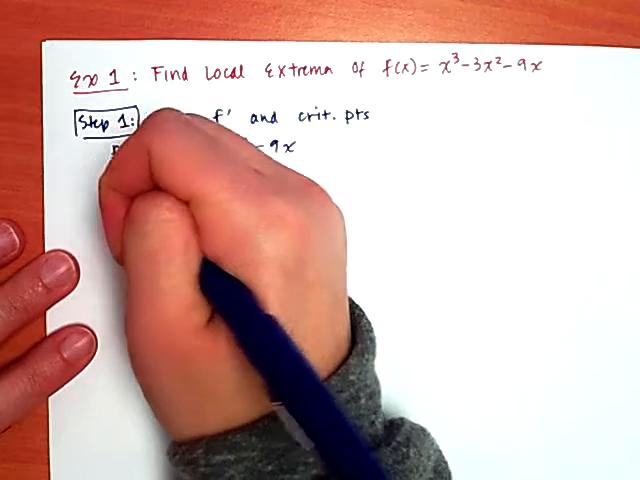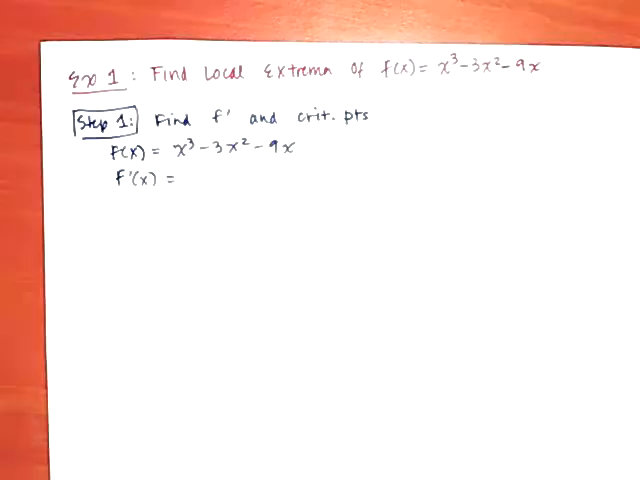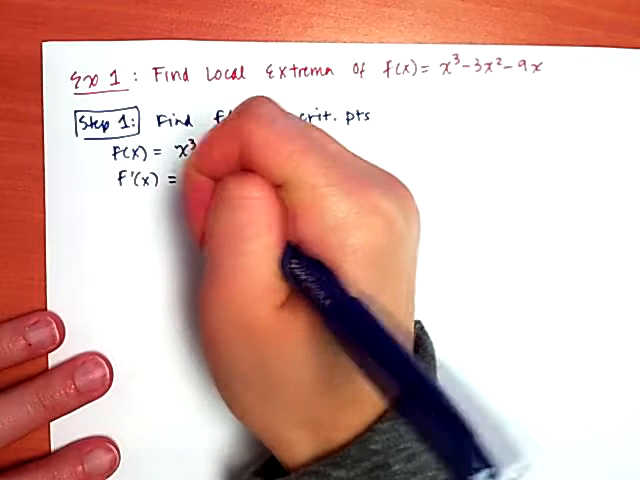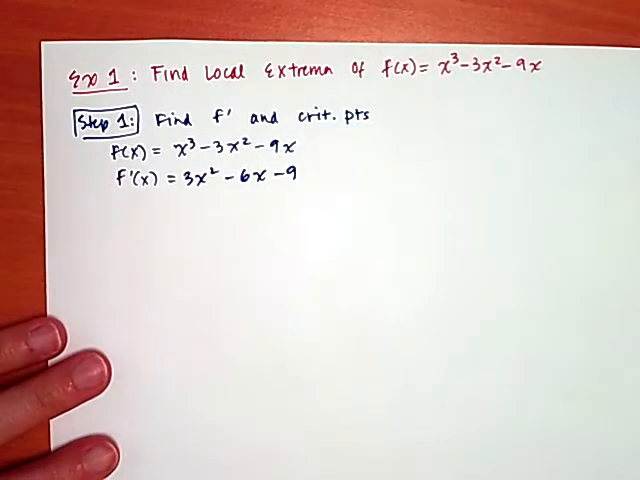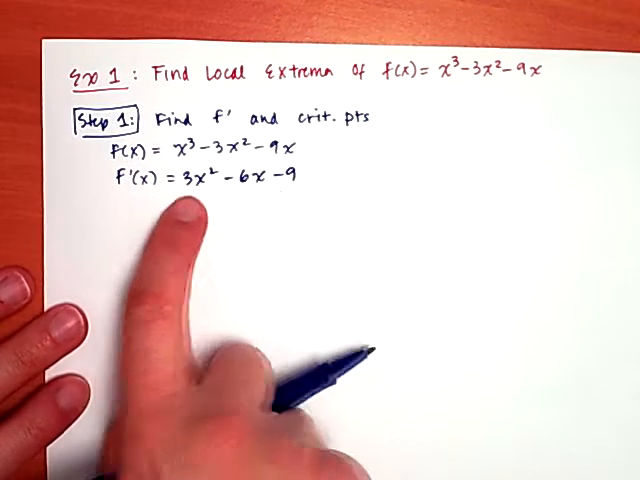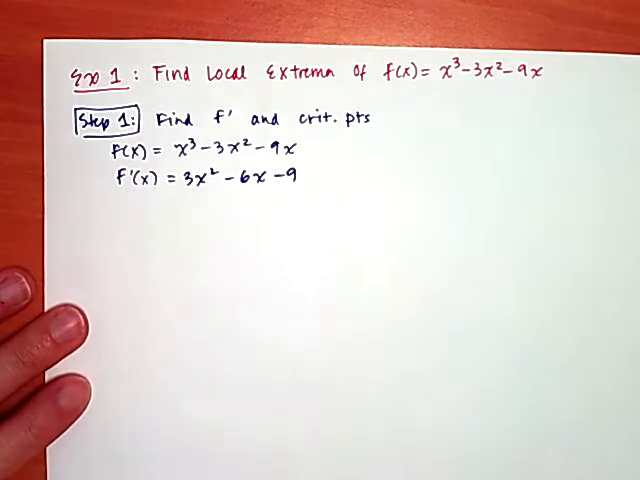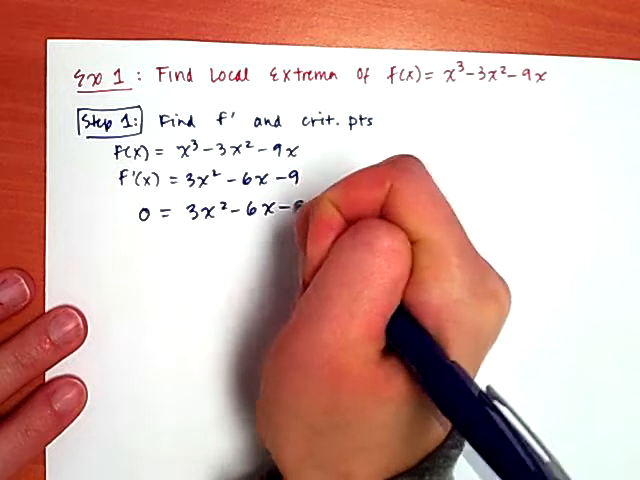Taking the derivative of that, I get 3x squared minus 6x minus 9. And if I want to know critical points, I want to know where this thing is undefined or 0. Well, this thing is a quadratic, so it's always defined. So I just have to worry about where it is 0. If I set it equal to 0, then I can solve this algebraically.